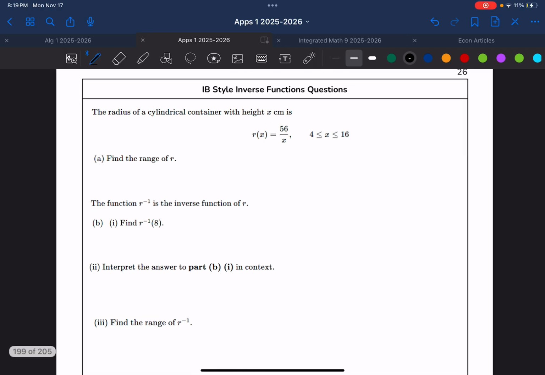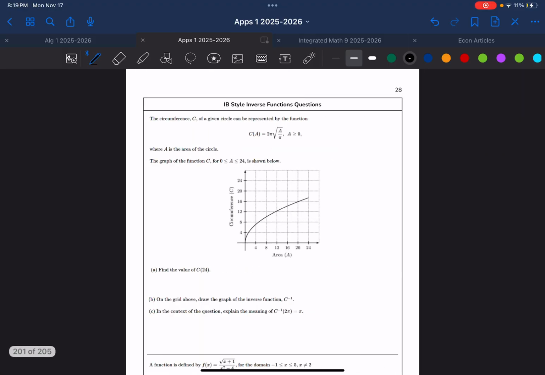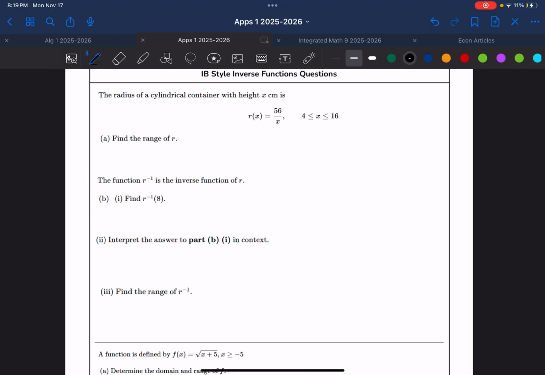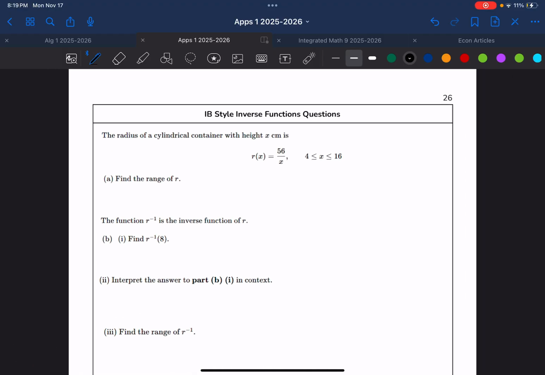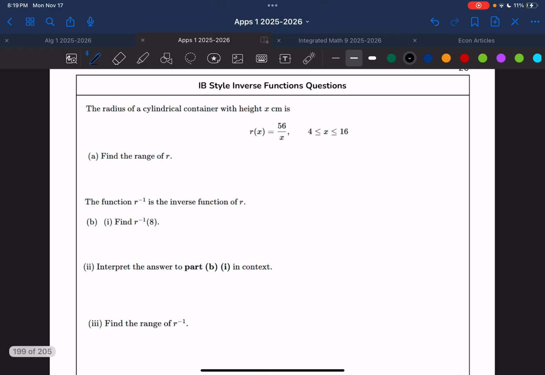All right, so in this video, I'll be talking through pages 26, 27, and 28 in the notes packet. This is where we're doing more IB style inverse functions. So we're working with inverse functions, kind of applying them in more complicated situations.